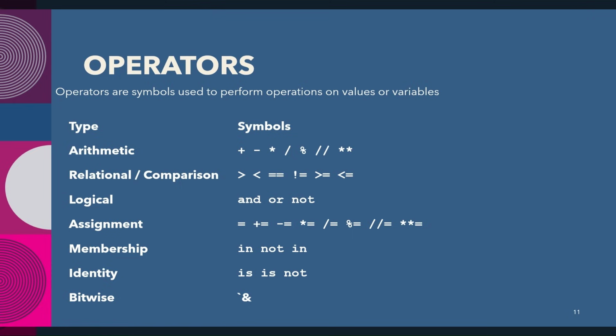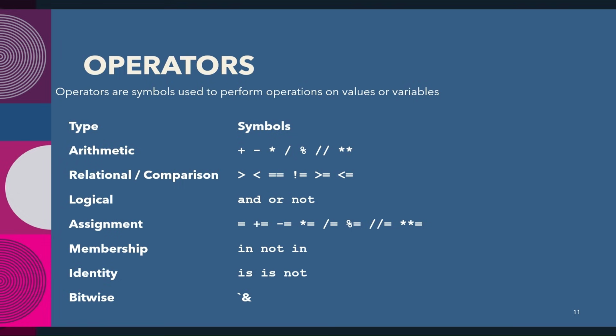Next, we are moving to operators in Python. Operators are symbols used to perform operations on values or variables. There are various types of operators. First is arithmetic, which includes plus, minus, multiply, divide, modulus, floor division, and exponent operators. In relational, we have less than, greater than, equal to, not equal to, less than or equal to, and greater than or equal to. Logical operators are and, or, not.